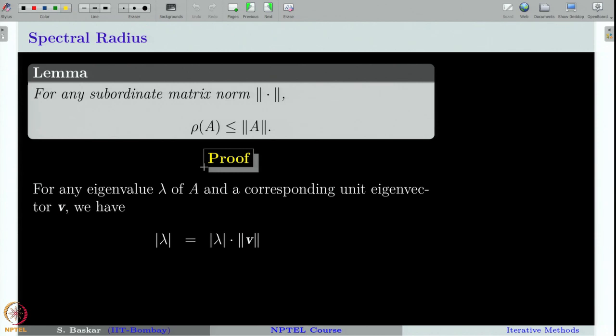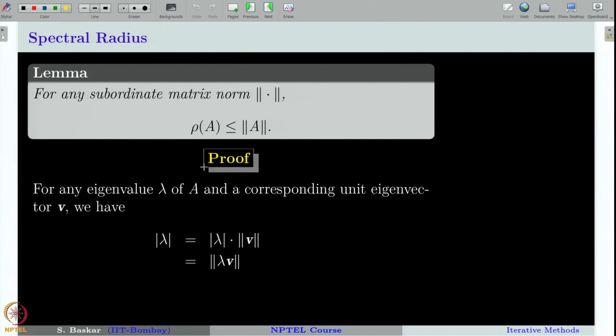You take any eigenvalue of A and a corresponding eigenvector of that eigenvalue. Let us make it a unit vector and call it V. Then you can write mod lambda is equal to mod lambda into norm V. Why can we write it? Because V we have taken as the unit vector, therefore, norm V will be equal to 1. Now, use one of the properties of the vector norm and push this modulus of lambda into the norm, and you can get norm lambda V. You just go to the definition of vector norms. You can see that this is one of the properties of the vector norm. So, we are using that property.